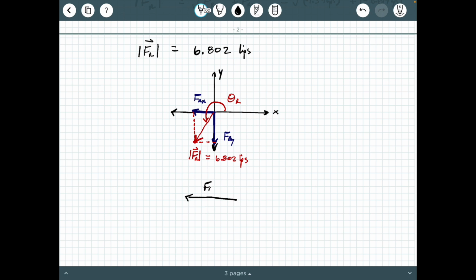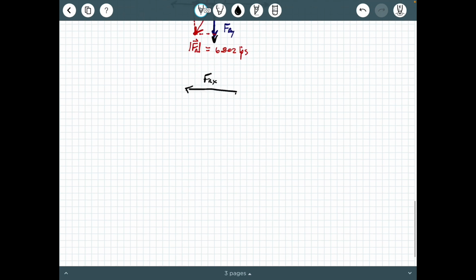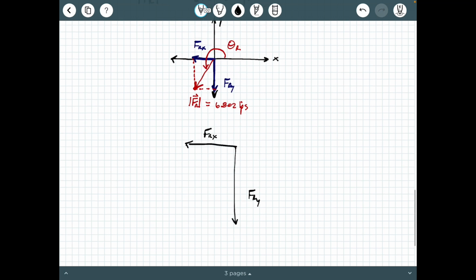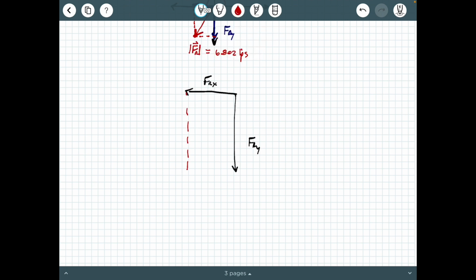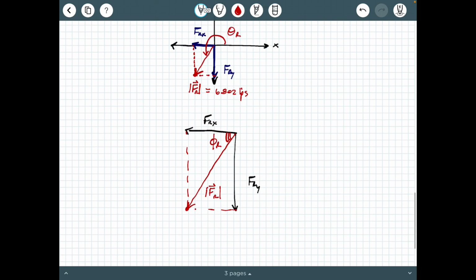This is FRX. And I'm going to draw this a bit bigger. This is FRY, and here's the magnitude of FR. Now, this angle right here, I'm going to call phi sub r. You could call it anything. I'm just calling it phi sub r. Phi sub r is going to be equal to the arctan of the magnitude of FRY over FRX.